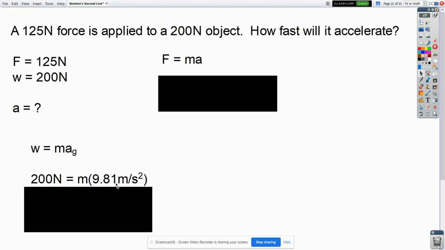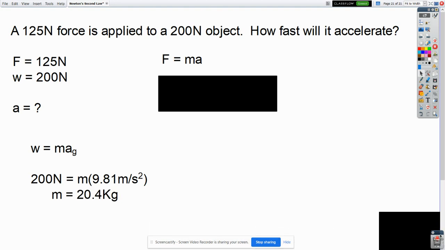Divide both sides by 9.81 to solve. 200 divided by 9.81 is 20.4. This is kilograms meters per second squared. It's being divided by meters per second squared. So all you're left with is kilograms. That's how you get your mass.